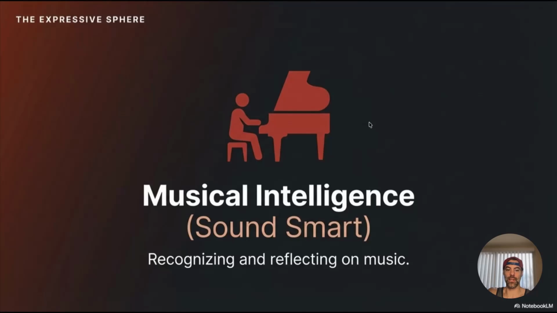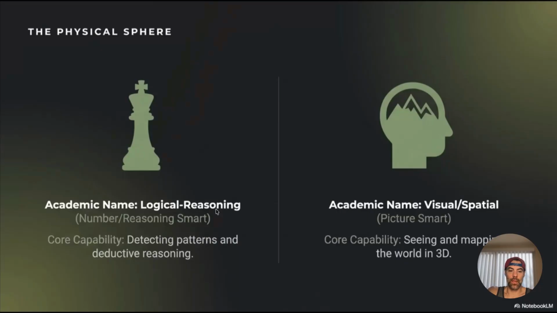Musical intelligence, that's sound smart, okay? Recognizing and reflecting on music. So music itself, right, it's its own dimension. Logical reasoning, okay? This is part of the physical sphere, and then visual spatial, okay? So we have logical reasoning, visual spatial. Okay, logic we know is obviously looking at patterns, being deductive, and then visual and spatial is seeing and mapping the world three-dimensionally, something that an architect is good at, for example, or a designer.